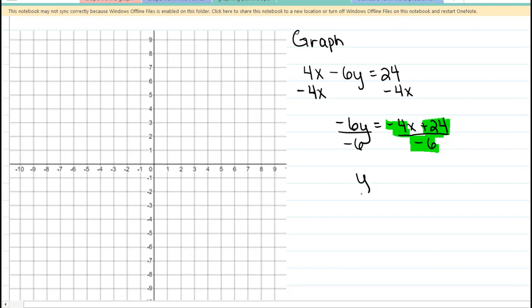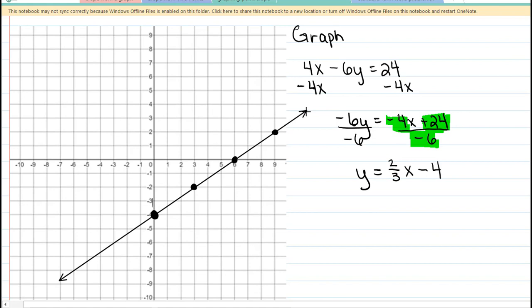So what this ends up looking like is y equals negative 4 divided by negative 6, which simplifies to 2/3, x, and 24 divided by negative 6 is negative 4. Now this is slope-intercept form. My y-intercept is negative 4, and my slope is 2/3. Up 2, right 3. Up 2, right 3. And there we go. So now you have two strategies to graph lines that are written in standard form.